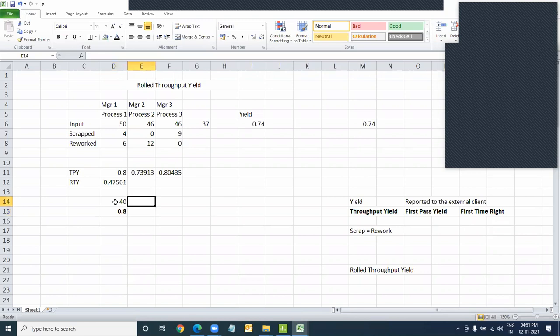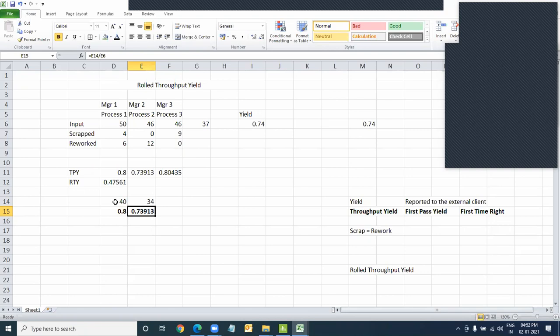Now, second gentleman, 46 was your input. You got 46 as input, minus you lost nothing, minus you had 12 reworks. That was your net output without any error. What is your error free rate? 34 divided by 46. You are the bottleneck of my process, man. There was nothing to celebrate about your zero scrap. You are the real pain that I'm dealing with, 73.9%, which is really, really horrible.